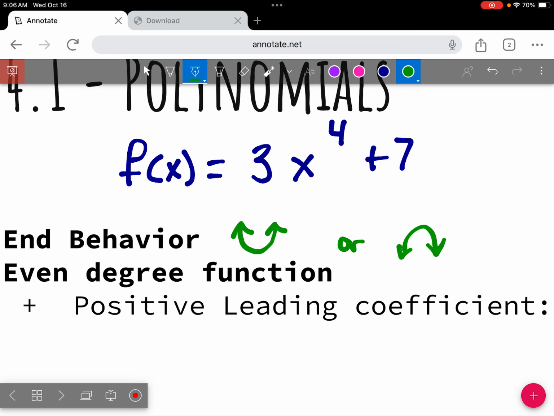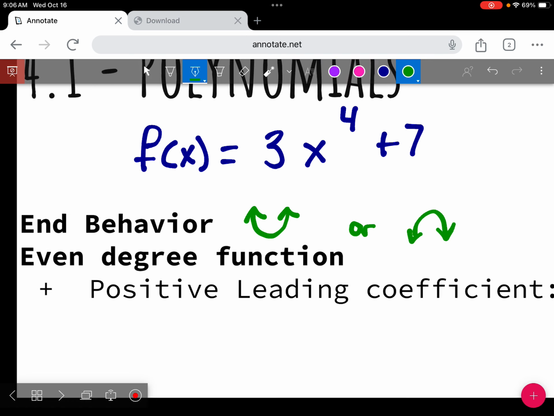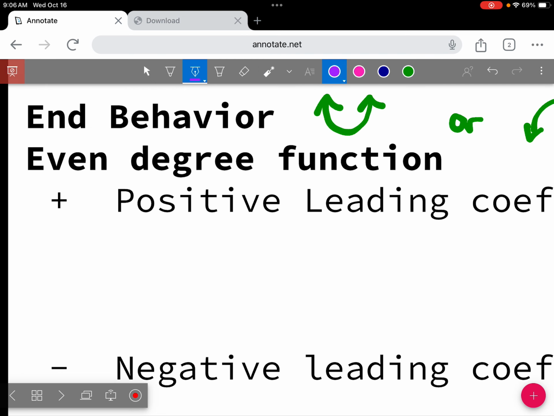And the way we can tell which direction that's going to go is we look at the positive or negativeness of that leading coefficient. If we have an even degree and a positive leading coefficient, that's when we're going to have up, up. So we would have arrows that look like this. But that's not how we're going to write things down. That's not how we notate it.